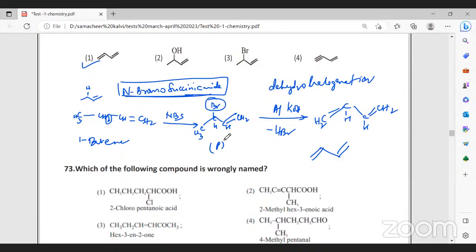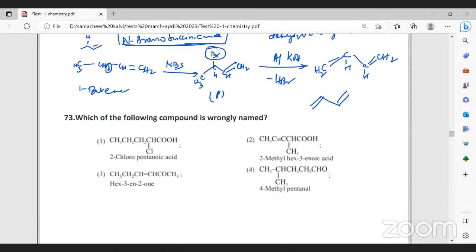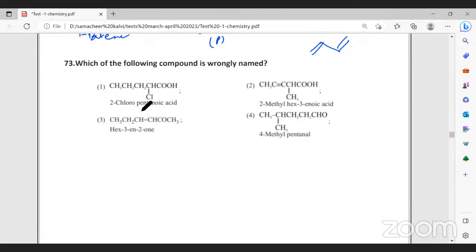The next question: which of the following is wrongly named? The IUPAC nomenclature you should be knowing. Now for this molecule, we have CH3, CH2. These are our previously asked questions. CH2, you have CH, Cl, and COOH.